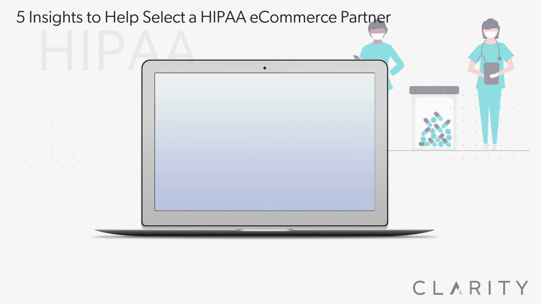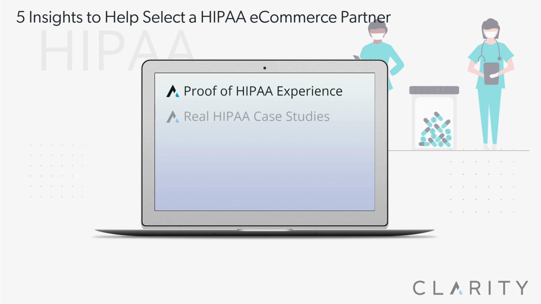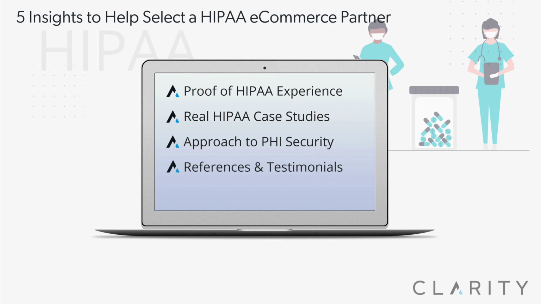So to quickly review the 5. Number 1, proof of HIPAA experience. Number 2, case studies, portfolios. Make sure that they've got them. You want to see them. You want to be able to see all kinds of projects. Number 3, approach to encryption and tokenization. PHI data protection. How do they do it? What's their methodology? Number 4, references and testimonials. And then the last one again is ability to deal with and take care of your ongoing support issues.